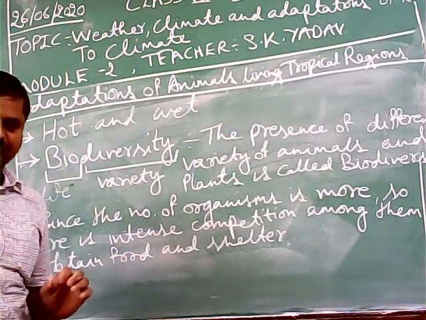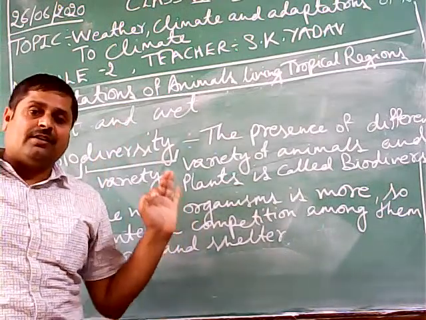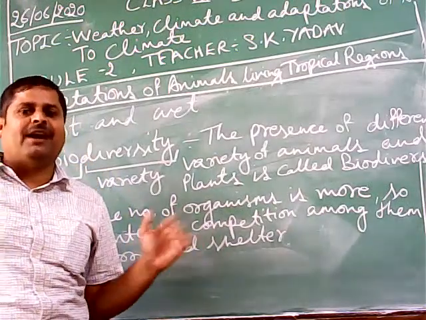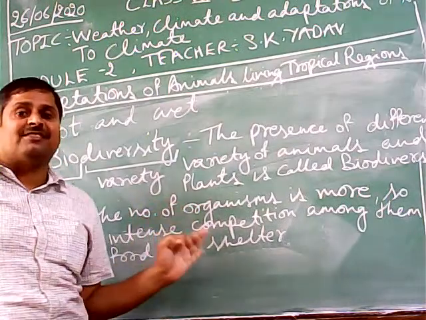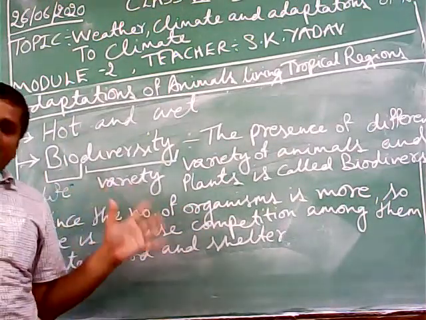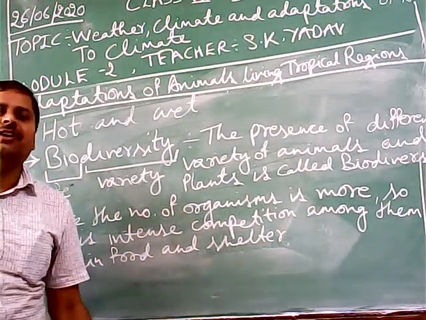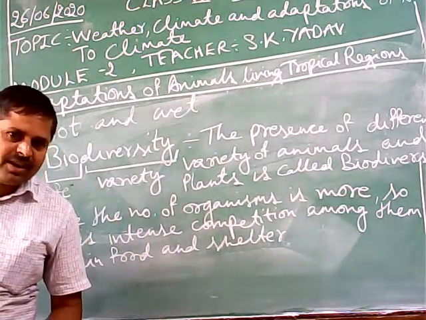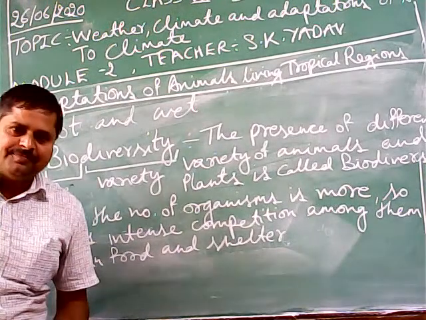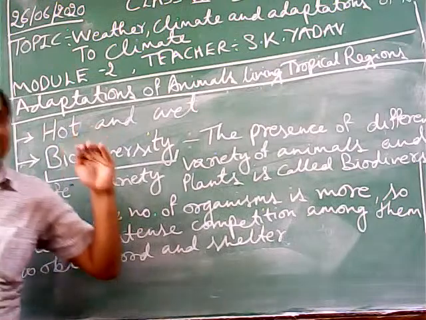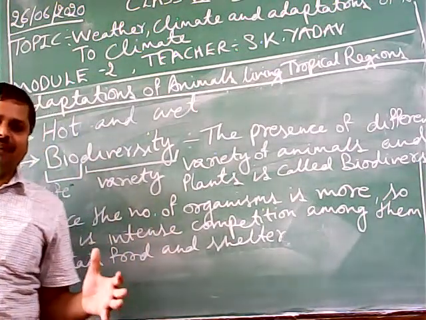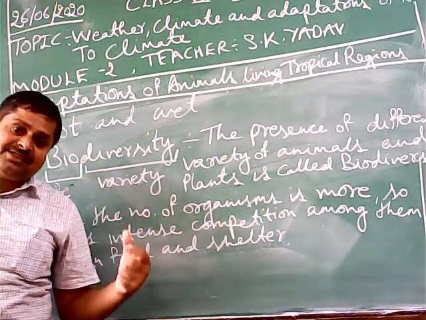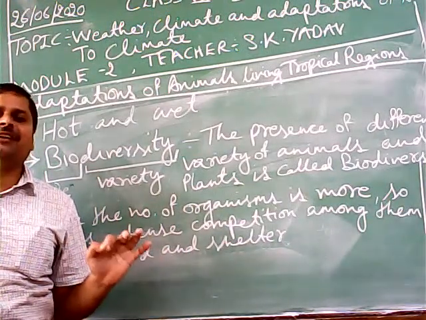Tropical rainforests are richly populated. Populated here means not human population, but different types of animals and plants are found there. So if different variety of animals and plants are found there, they will fight against each other for the resources, food and shelter. So not all the organisms will get the same thing, no? So they will change their characteristics, they will adapt themselves. So here we are going to discuss the adaptations of plants and animals that are found in the tropical rainforest.